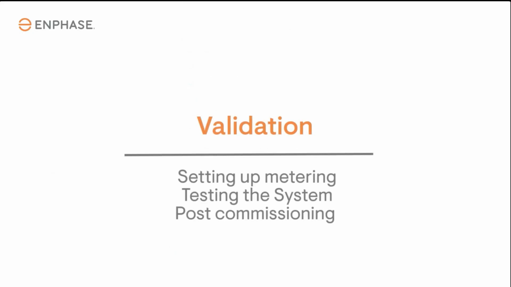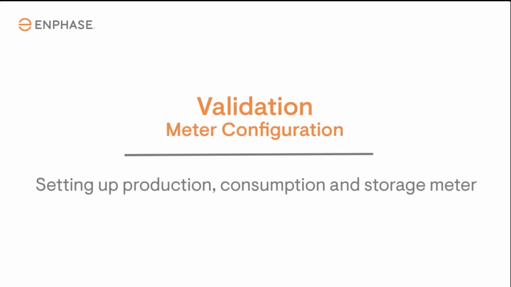System validation. In this step, after the system provisioning is completed, we'll enable metering and test the system for proper operation. Configuring the meters. In this task, we'll configure, verify, and enable the production, consumption, and storage meters. These meters are critical for proper operation of the system.